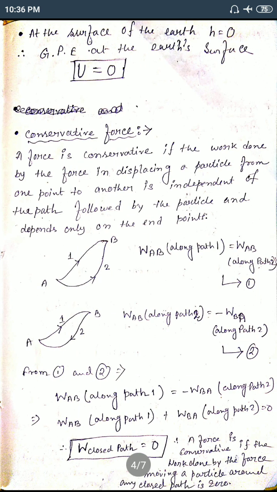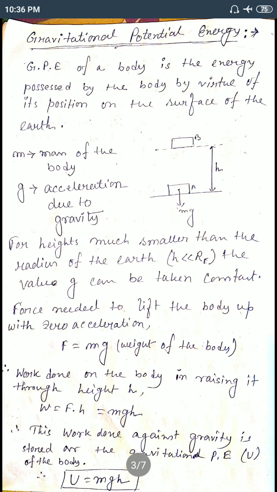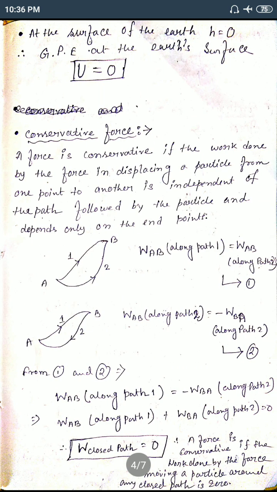Now if we calculate the potential energy at the surface of the earth, that means at position A, then h equals 0. If h equals 0, then the potential energy will be 0, because at position A there will be no work done, since it does not displace and no force is applied on it. That's why the potential energy is 0 at the surface of the earth.